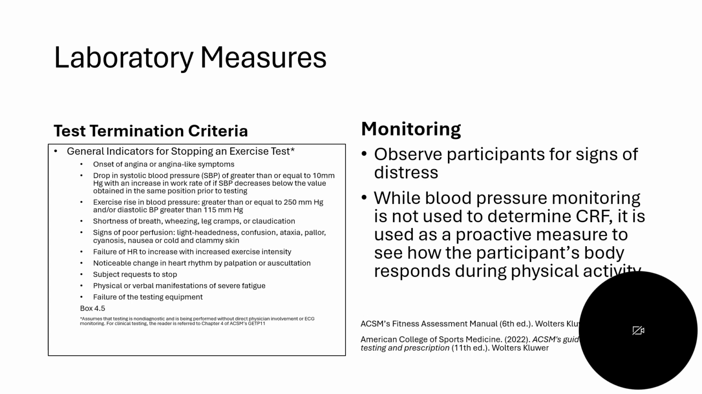Some general indicators for stopping the exercise test are as listed below: onset of angina or angina-like symptoms, drop in systolic blood pressure, exercise rise in blood pressure, shortness of breath, signs of poor perfusion like lightheadedness, confusion, ataxia, pallor, cyanosis, nausea or cold and clammy skin, failure of heart rate to increase with increased exercise intensity, noticeable changes in the heart rhythm, subject requests to stop, physical or verbal manifestations of severe fatigue, or failure of the test equipment. And this information is found in box 4.5 in your textbook.